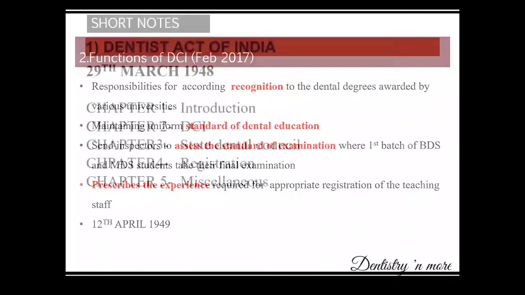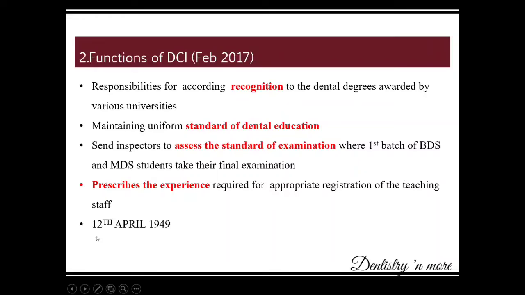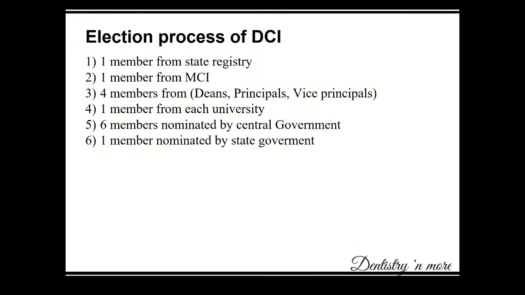This started on 12th April 1948. That is, Dentist Act came in 29th March 1948. So next year DCI came into existence, that is 12th April 1949. So the election process of DCI, any DCI term will usually be 5 years, 10 years. So at a time there will be members from all these categories. So this is how the members of DCI are selected.